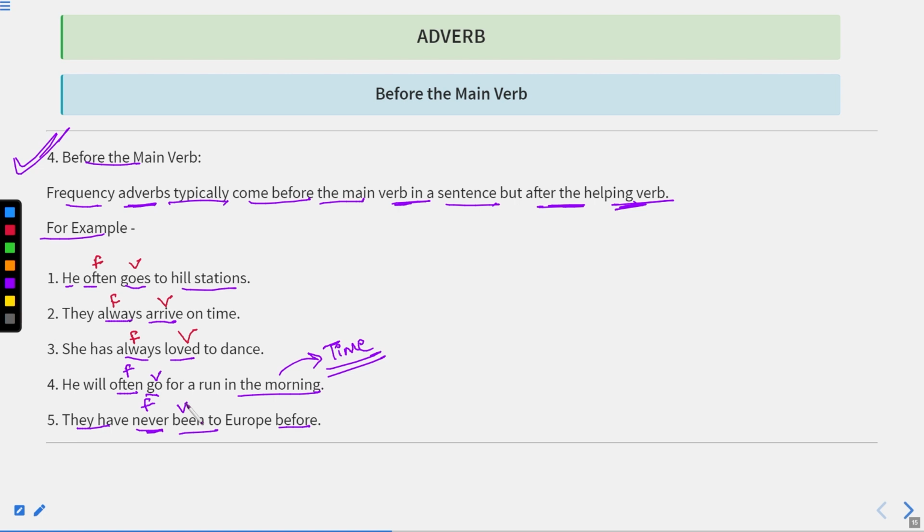But if we show that this action is done at this time, that means it is an adverb of time. So many adverbs of time and frequency clash with one another, but we should know the concept to analyze them or to distribute them in the two segments. Okay, now let us move to the next one.